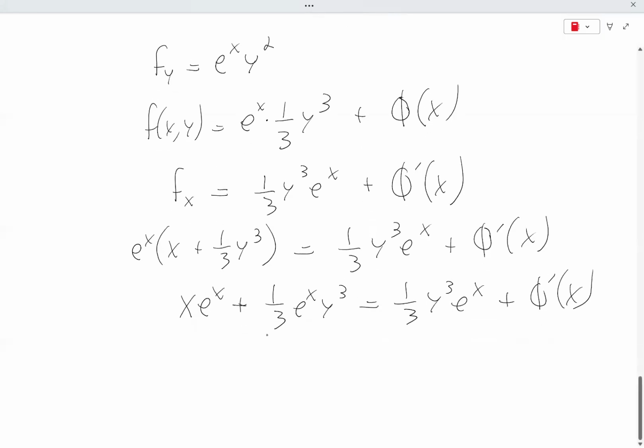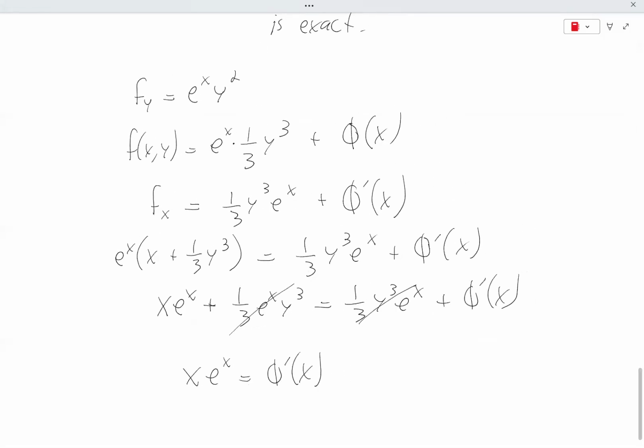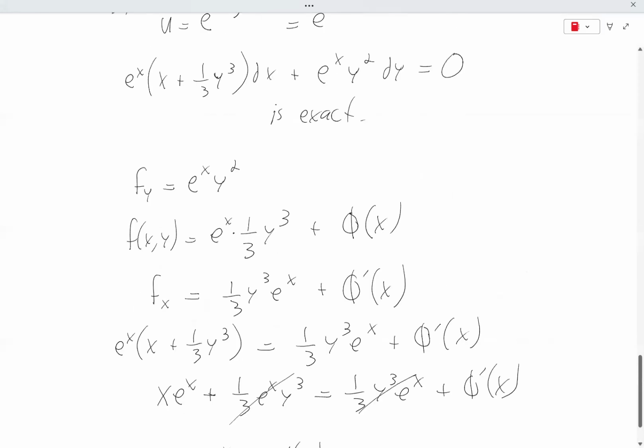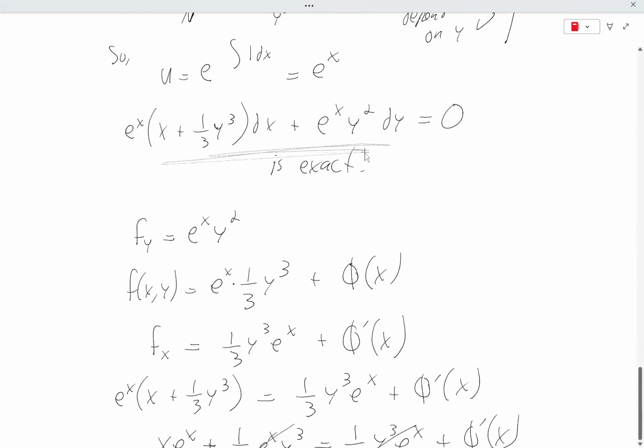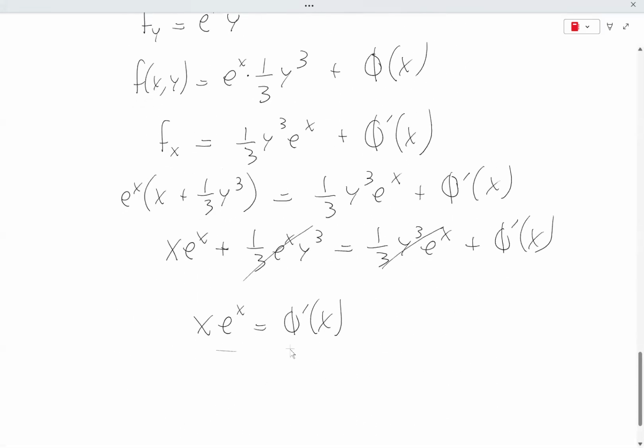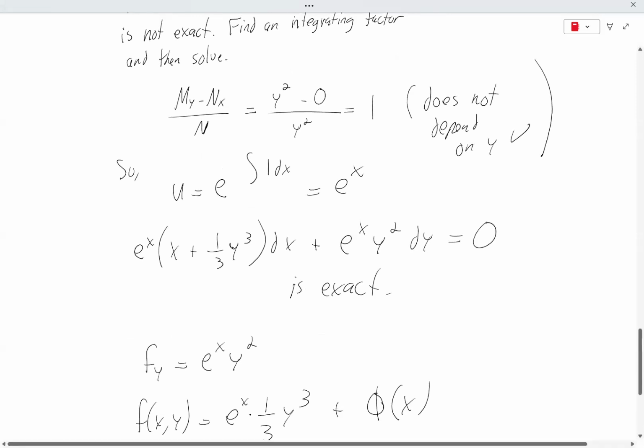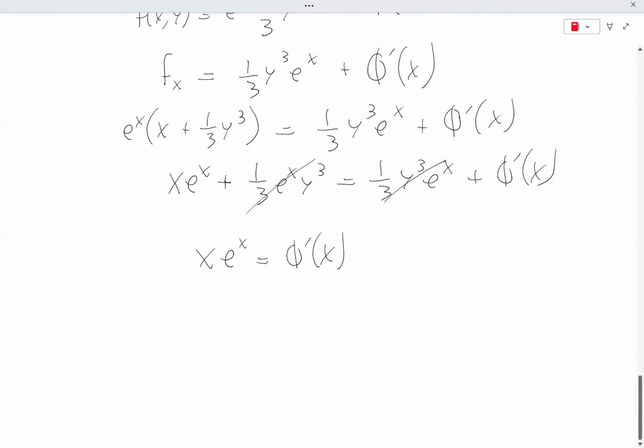Now these cancel out, and you notice that this is only a function of x. That's because it was an exact equation up here. So that worked out, just a function of one variable here. Okay, anything else so far?